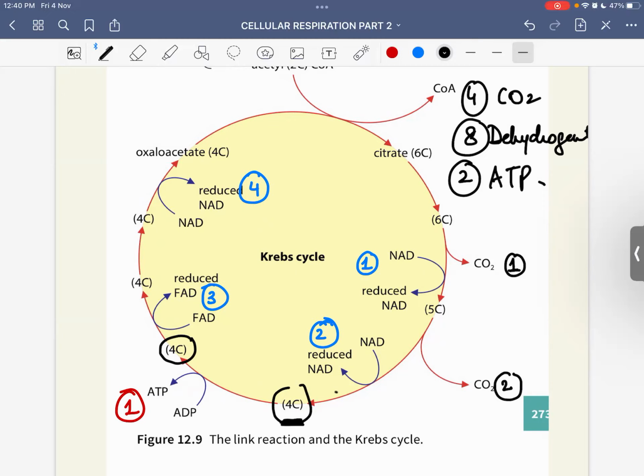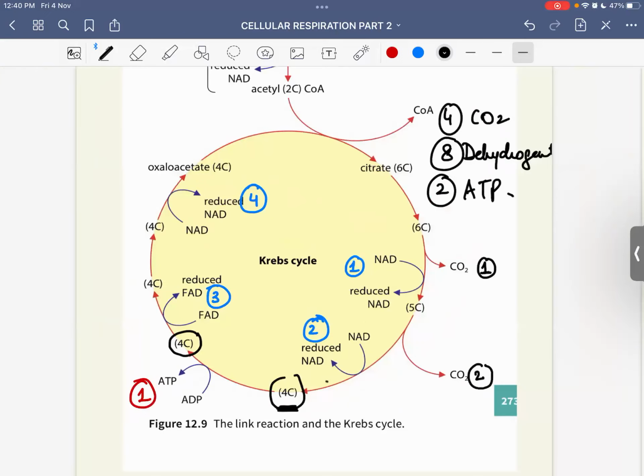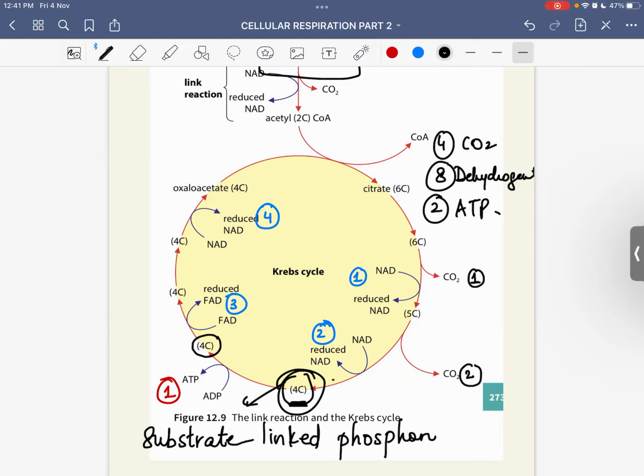This kind of ATP production, I'll repeat once again, this kind of ATP production which is produced when we are breaking down the CH bonds of this 4 carbon containing compound is known as substrate linked phosphorylation, because हम substrate use कर रहे हैं और ये substrate यही है, ये compound है.